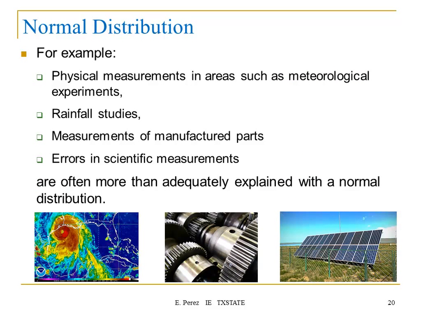For example, we can describe physical measurements in areas such as meteorological experiments, rainfall studies, measurement of manufacturing parts, and errors in scientific measurements. And right now, I'm working with Dr. Tondandin, using the normal distribution to find ways of predicting the power for solar panels. So that's how powerful this probability distribution is. You can basically model a lot of phenomena using this distribution.